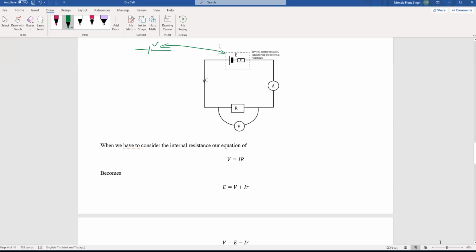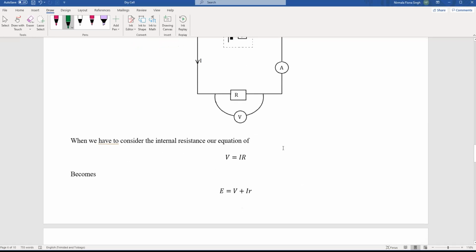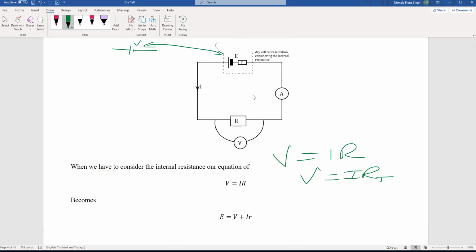We have to consider internal resistance in our equation, as V is equal to IR, that is, voltage is equal to current times resistance. So we have been doing before, voltage is equal to your current times your total resistance. That is for normal questions when we don't have internal resistance to consider. But the instant they put this little r in your circuit, we have to consider our internal resistance. So how do we do that?